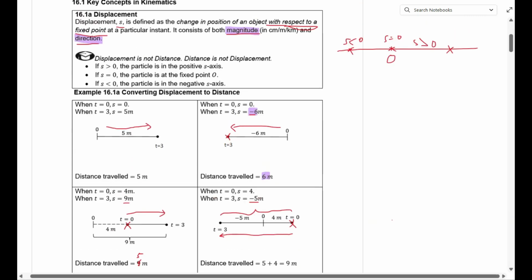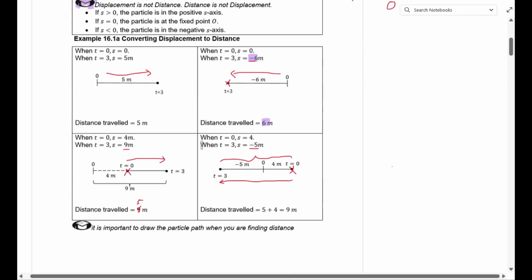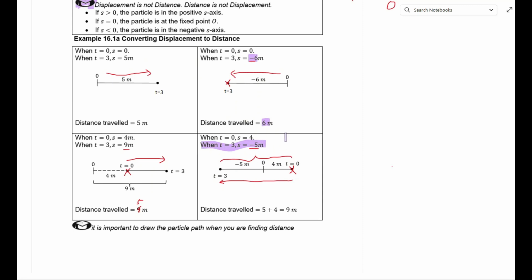Now let me reinforce this misconception. When t equals 3, s equals negative 5 meters. This shows that the displacement is negative 5 meters from a fixed point O. It does not mean that when t equals 3, the particle has traveled a total distance of 5 meters. Because as we have proven, our total distance is actually 9 meters. Therefore, you cannot always assume that your displacement is equal to your distance.